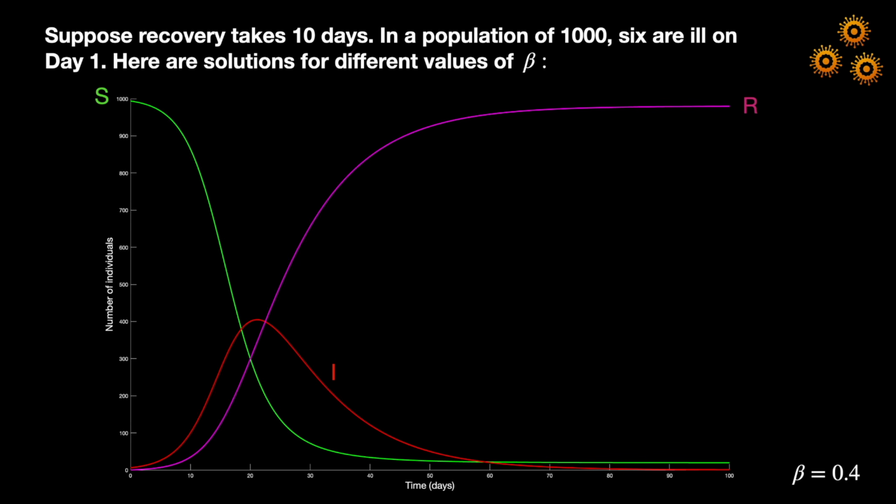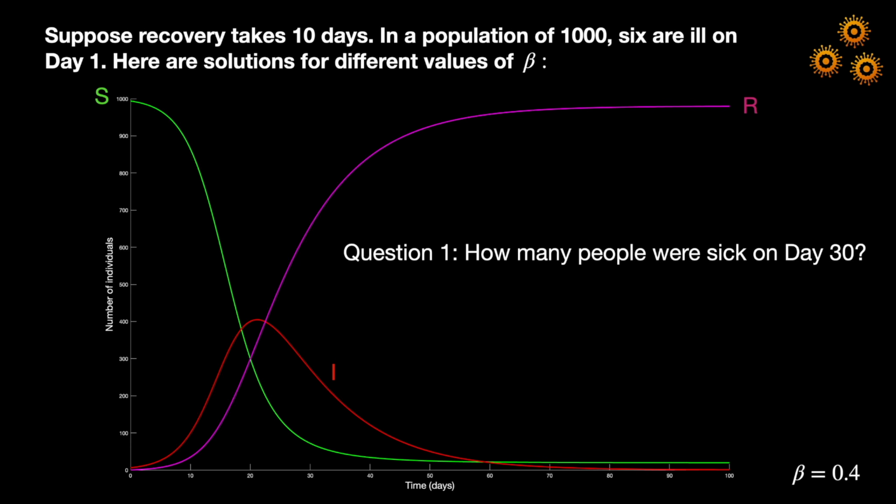Okay, let's go through some questions to check your understanding. So my first question is, how many people were sick on day 30? I don't mean actually compute that, but rather, how would you read that from this graph?